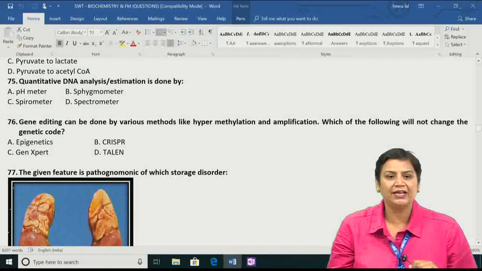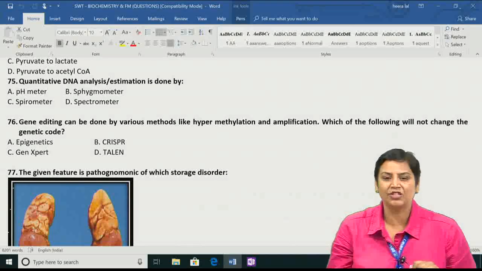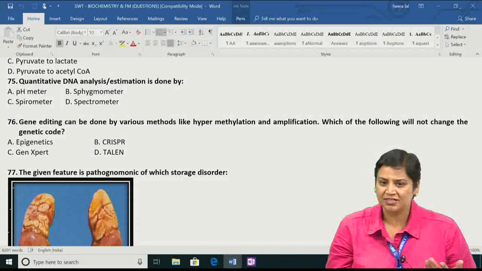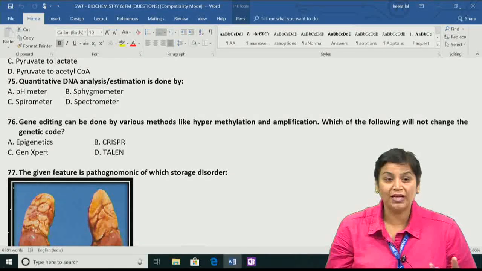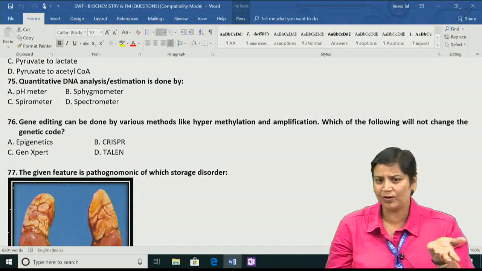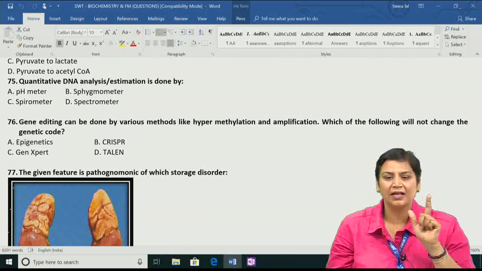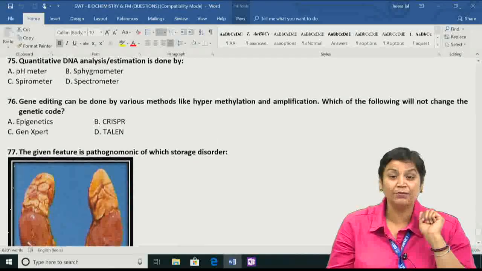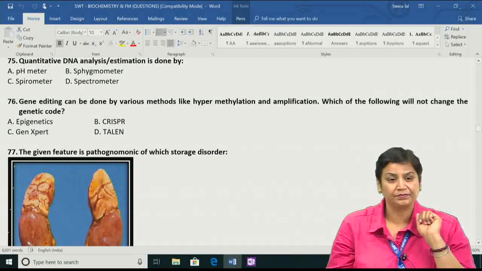Question number 76: gene editing can be done by various methods like hypermethylation and amplification. Which of the following will not change the genetic code? Here the answer is clear: it is epigenetics. The rest of the three, whether it is CRISPR, TALEN, or GeneXpert, are all going to change the genetic code. Only epigenetics, which is above genetics, is basically catalyzing methylation. Just now I mentioned methylation and acetylation. So the answer here is epigenetics, which is a post-replicative modification of DNA.